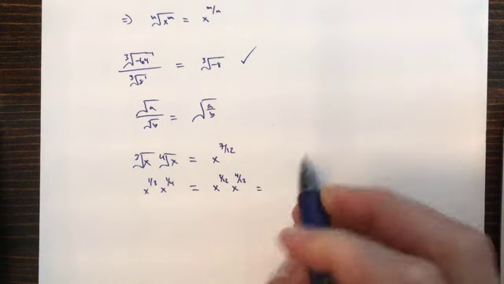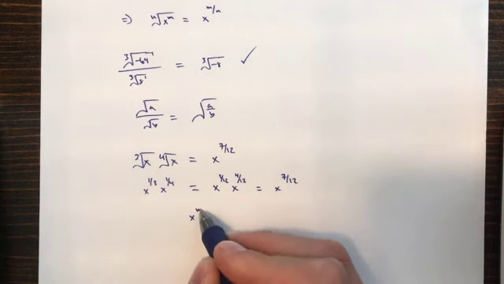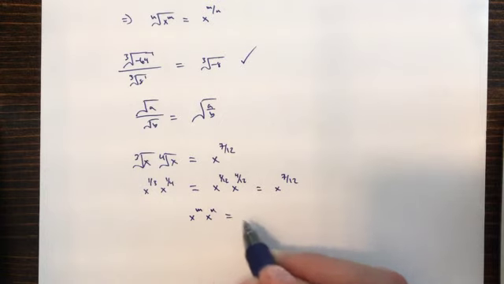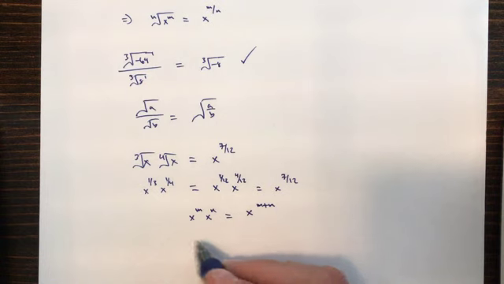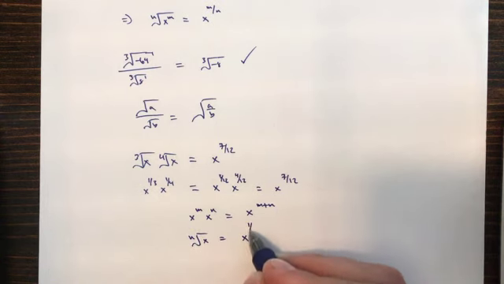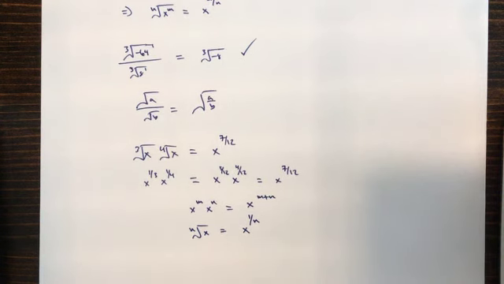So that ends up being x to the 7/12 using the rule that x to the m times x to the n is equal to x to the m plus n, and the rule that the nth root of x is equal to x to the 1 over n. So those are the two rules that we're using.